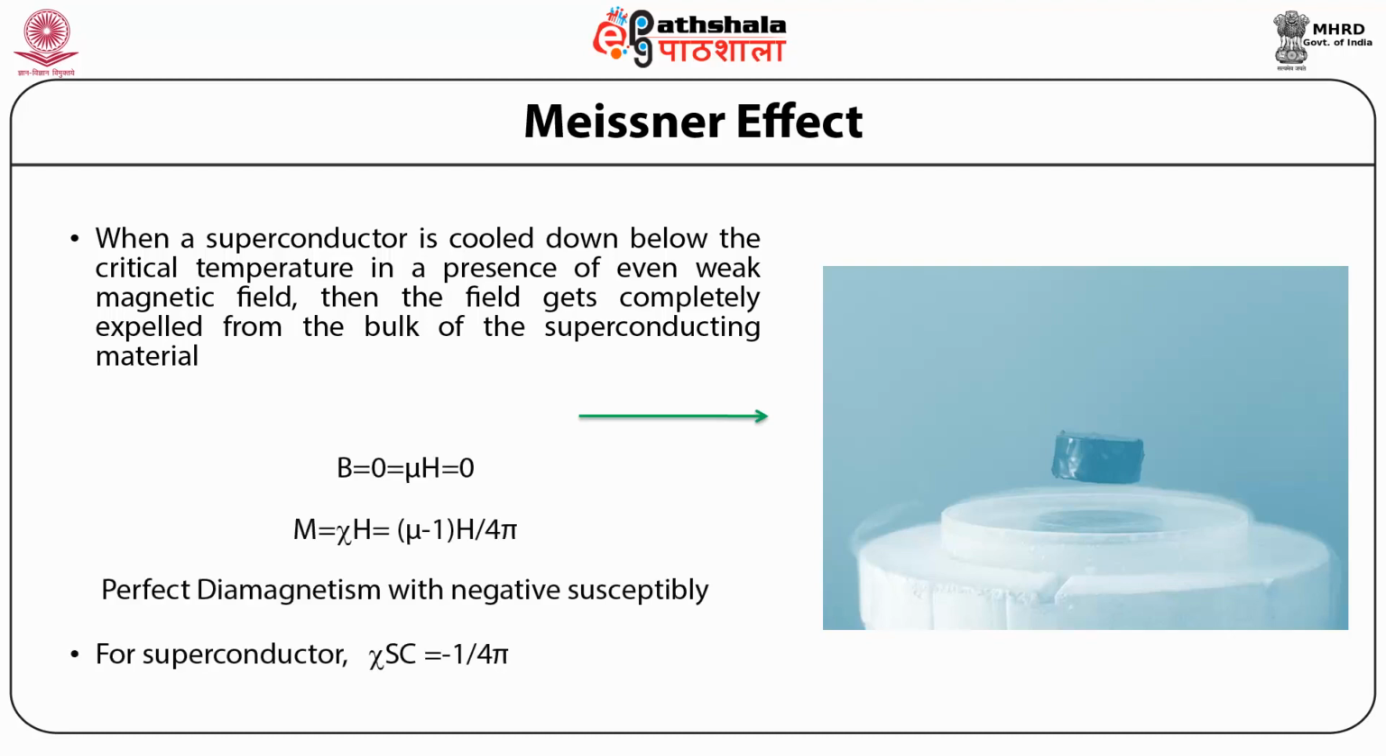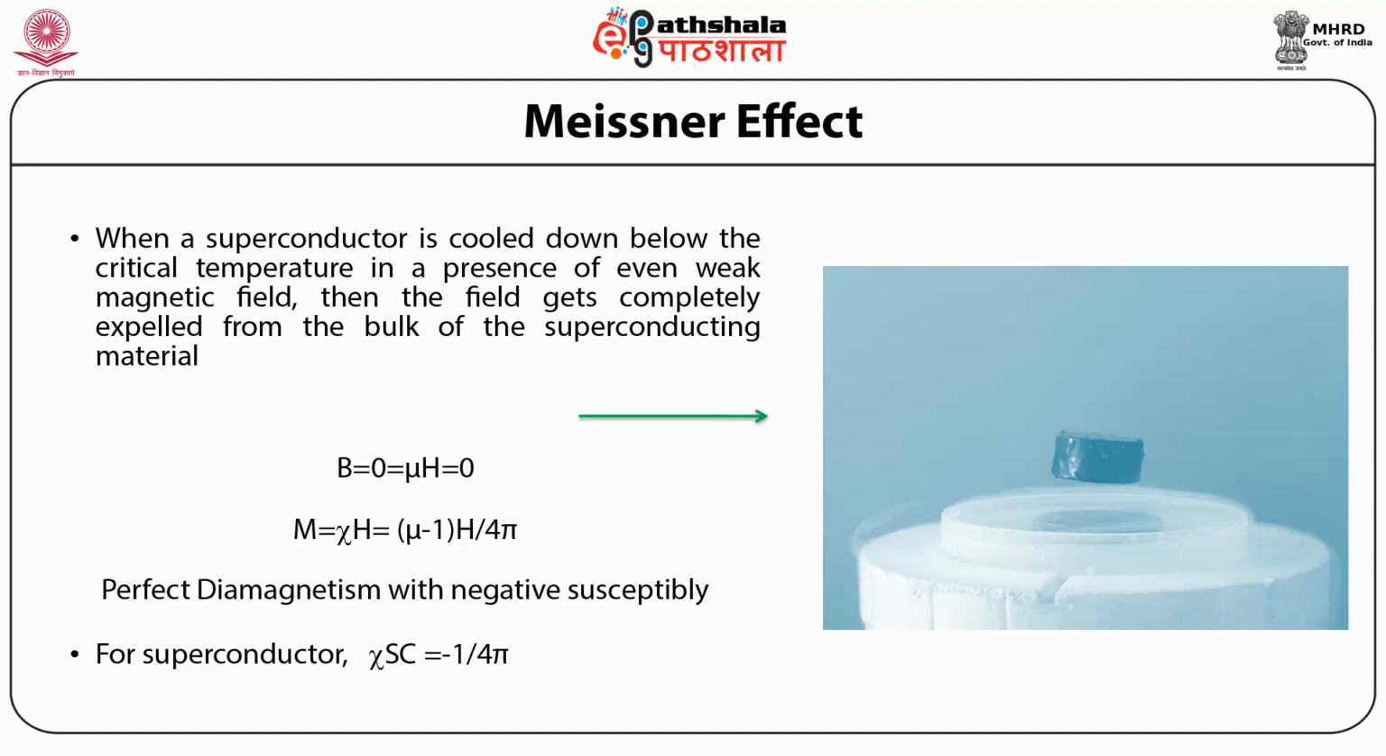So B is 0, μH is 0, because we know B is equal to μH, and M is equal to susceptibility times H, which is (μ minus 1) times H by 4π. Automatically, the susceptibility of a superconductor is negative. So there is a close connection between superconductors and perfect diamagnetic materials. Its susceptibility is negative, its resistivity is 0, its conductivity is infinite, and we can call it a magnetostatic shielding effect. If we want to shield ourselves from a magnetic field, the superconductor is the ideal material.